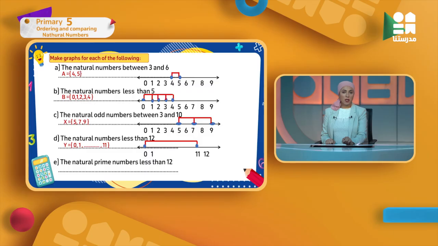Letter E, the natural prime numbers less than 12. Remember, prime numbers can be divided by themselves or one only. So here, the natural prime numbers less than 12, I have 2, 3, 5, 7, and 11.